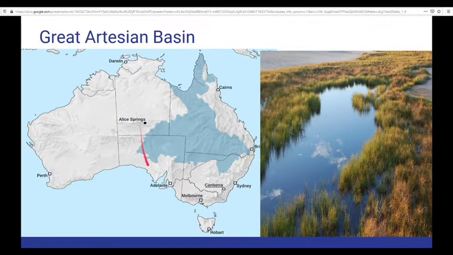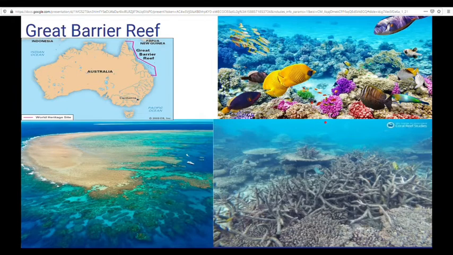The Great Artesian Basin. Now, the Great Artesian Basin is actually the largest and deepest artesian basin in the world. And it measures about 660,000 square miles. And this provides the only source of fresh water in Australia. And then next, we have the Great Barrier Reef, which is the world's largest coral reef system with vast amounts of coral reef and marine life.